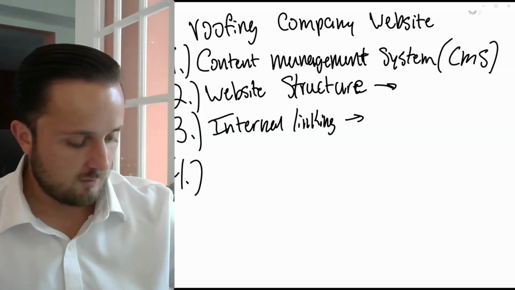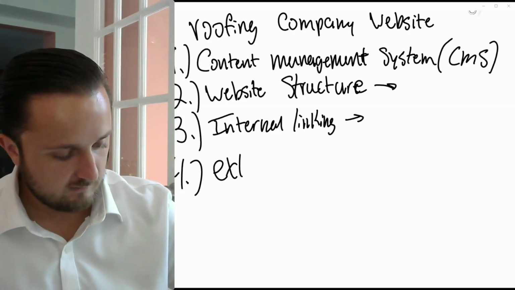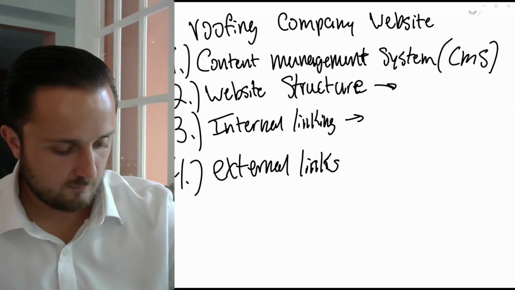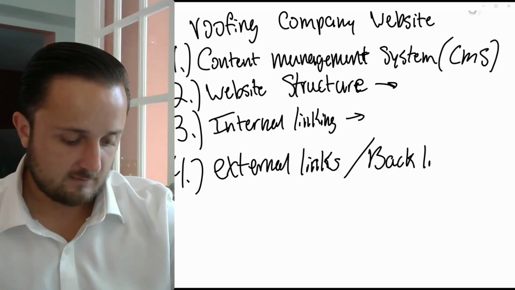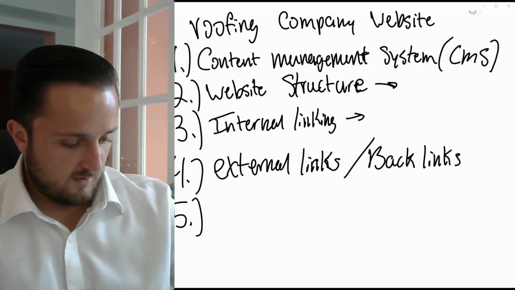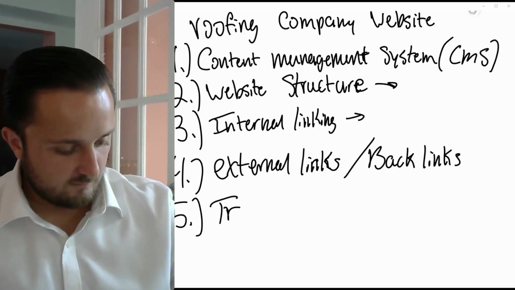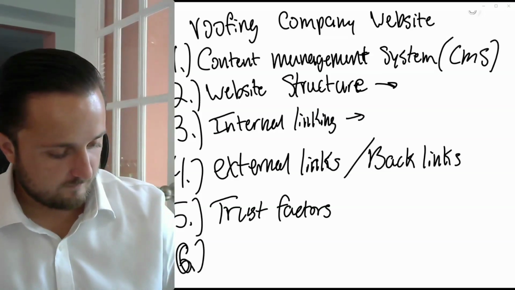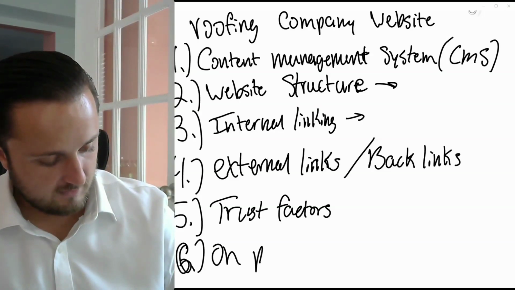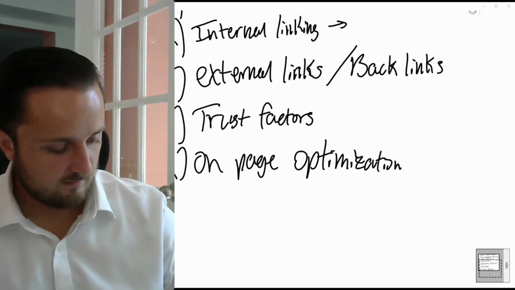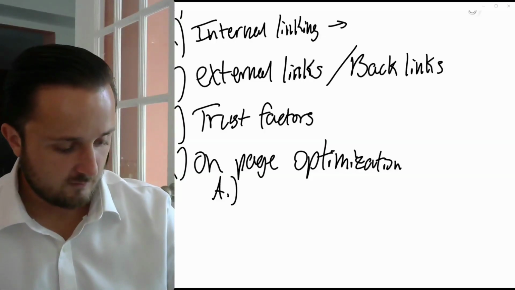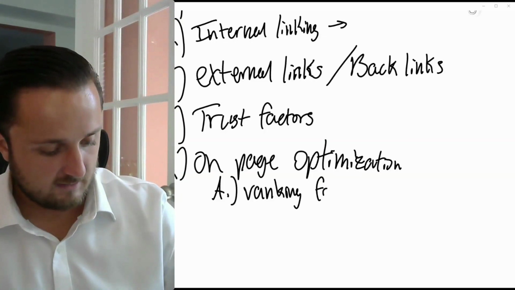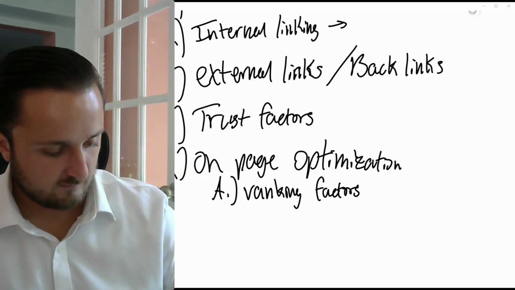Then we'll also go into external linking, external links, otherwise known as backlinks. Then we'll talk about some trust factors. Then we'll talk about on-page optimization. And then below this, we'll also talk about ranking factors, or what my definition of ranking factors is.